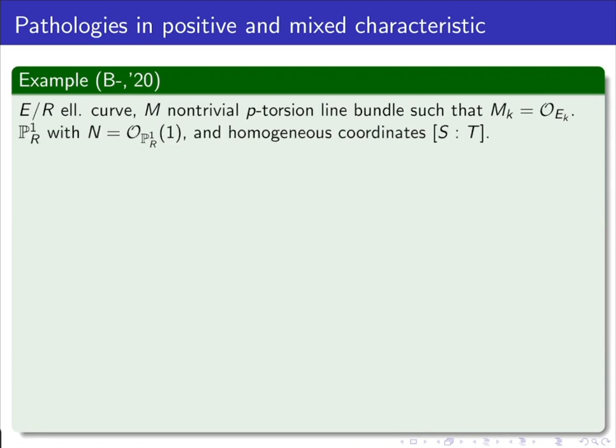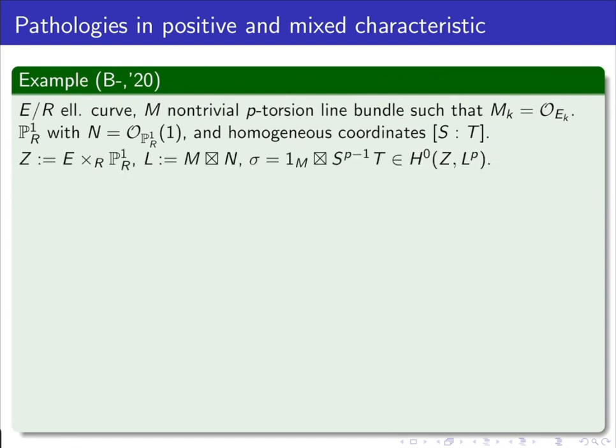And then we take P1 of R with N being the hyperplane bundle and S, T being their homogeneous coordinates. And then we let Z be the product, L be the product of M with N. And then we take sigma, a section in the pth power of L. So here 1 is just the tautological section, the only section in M to the P.